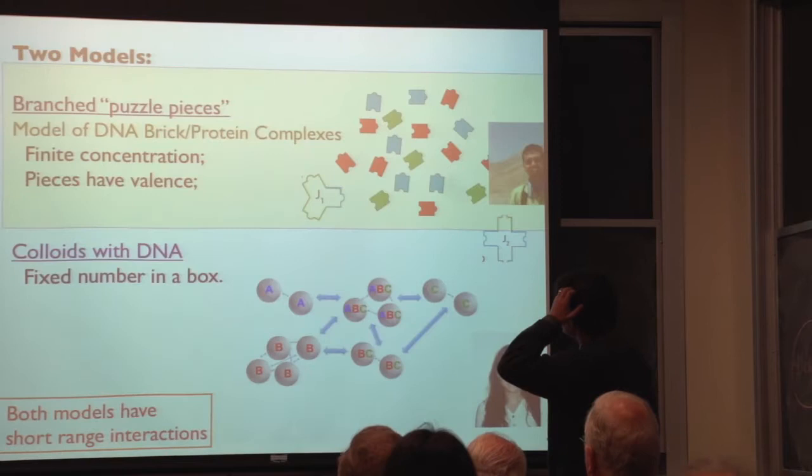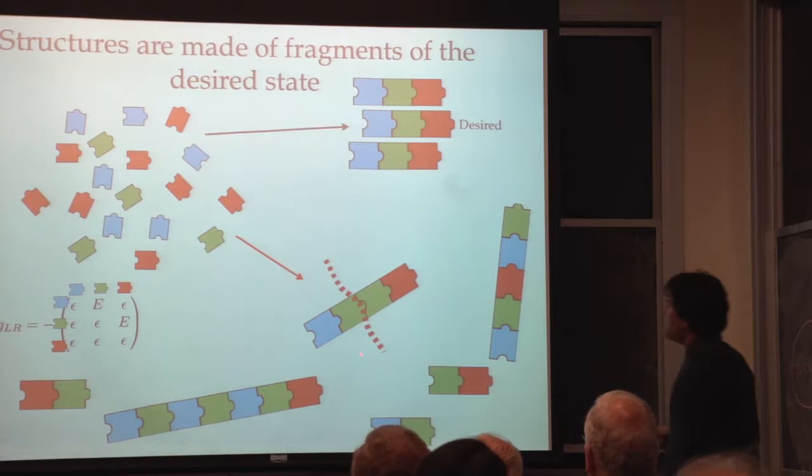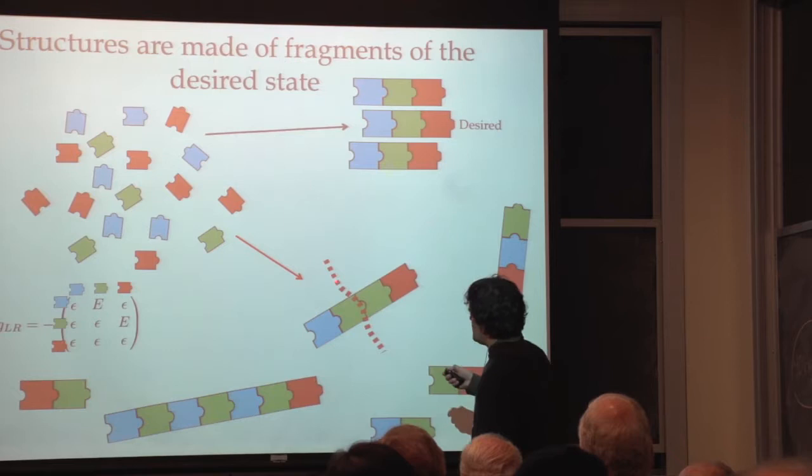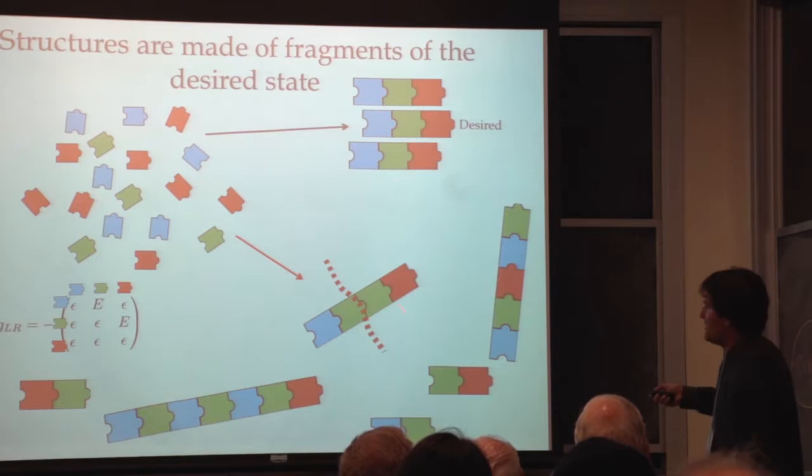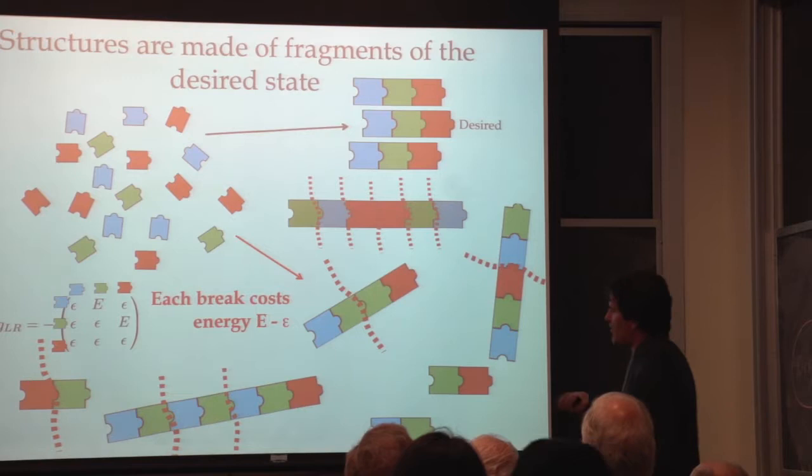So branch puzzle pieces. Okay, I've already shown this slide. If you think about summing up, we're going to compute partition functions. What matters, of course, are the breaks. You have the desired structures and you have fragments. The fragments are characterized by the number of places along the chain where the incorrect interaction is occurring. And each break costs money.